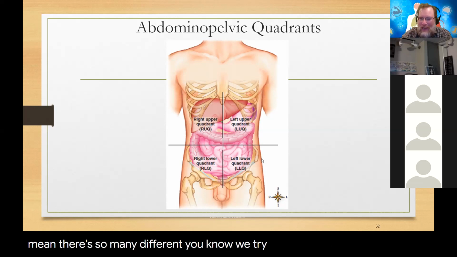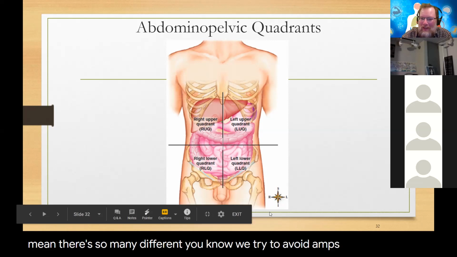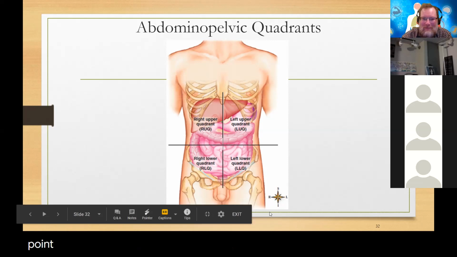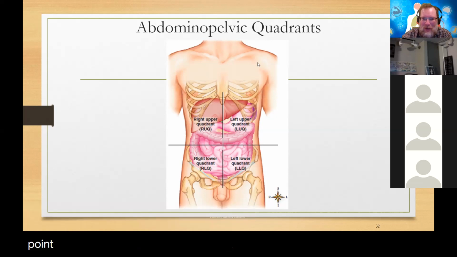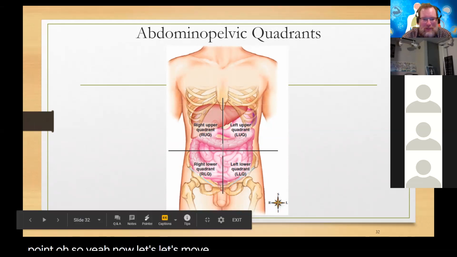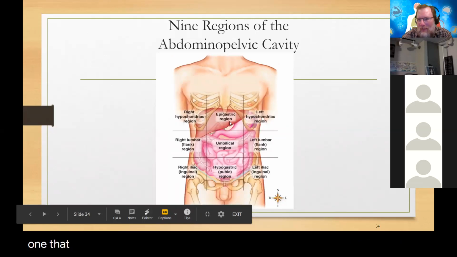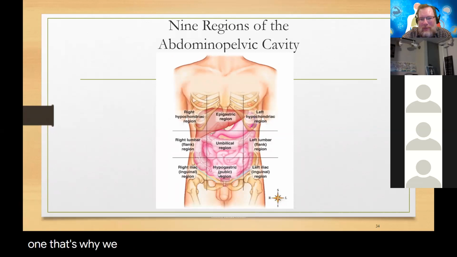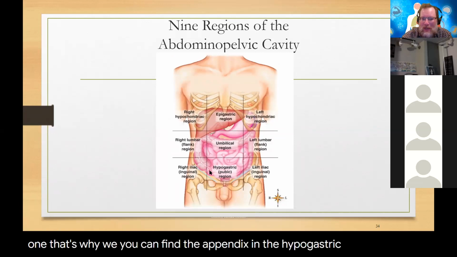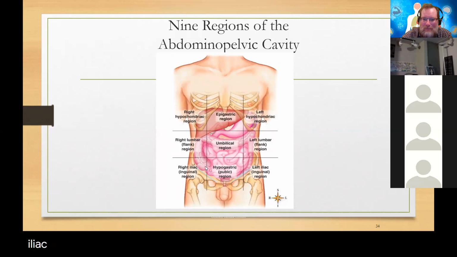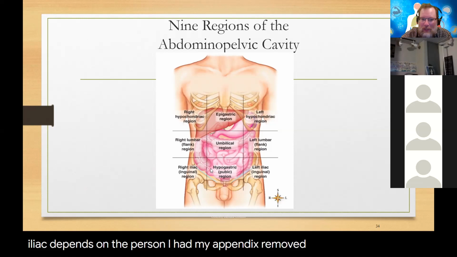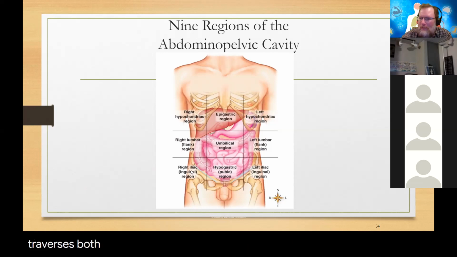We try to avoid absolutes, I guess, is my point. So let's move into the correct appendix. See, that's another one. You can find the appendix in the hypogastric and the right iliac. Depends on the person. I had my appendix removed, and my appendix scar traverses both.